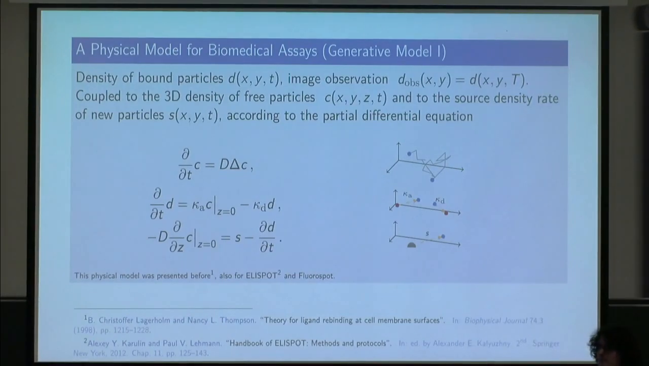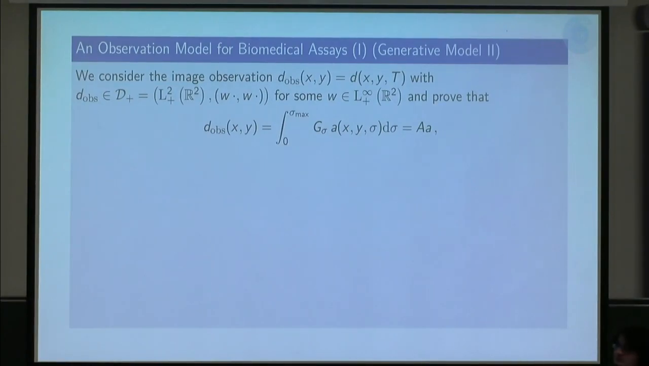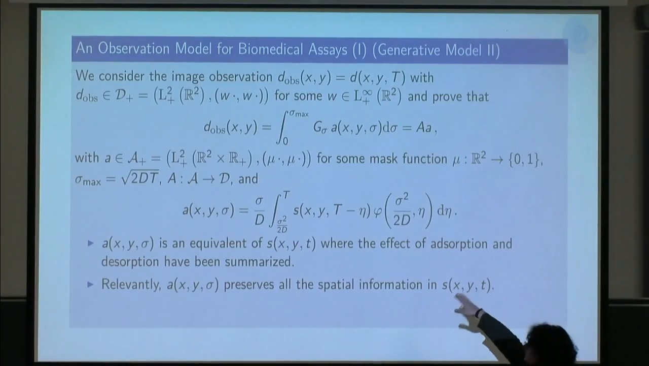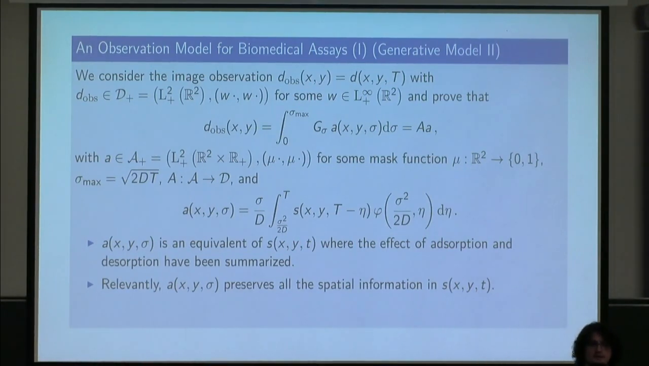This model was known before, and our first contribution here was to be able to write the image observation, so the density of bound particles at time t, as this. So here the G sigma inside is a Gaussian convolution operator in space, and the function A has a very specific structure, which is this one. I'll tell you later how we managed to get this expression. And what's important here is that this A function is equivalent to the source density rate, that maintains all spatial characteristics.